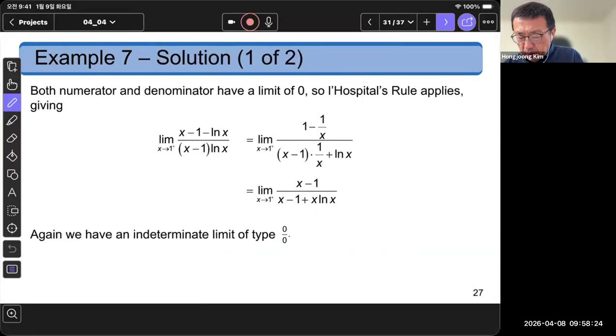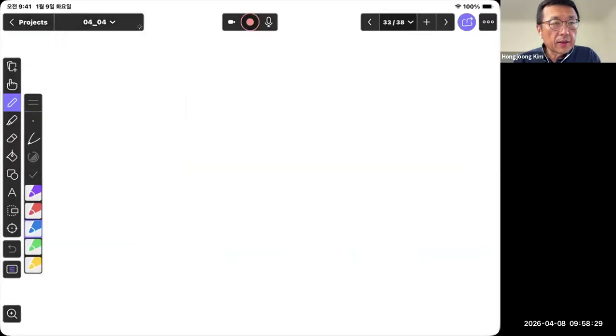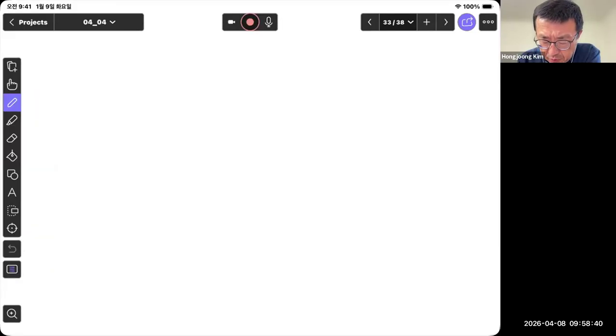So we already considered this, and I have something like this. If I have the limit of cosecant x minus cotangent x as x approaches 0.